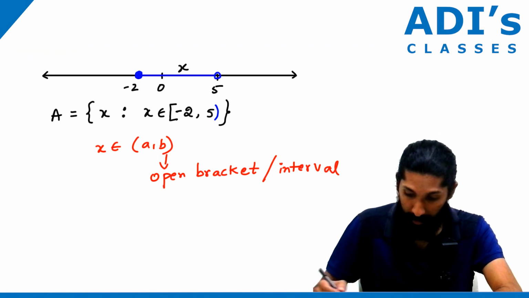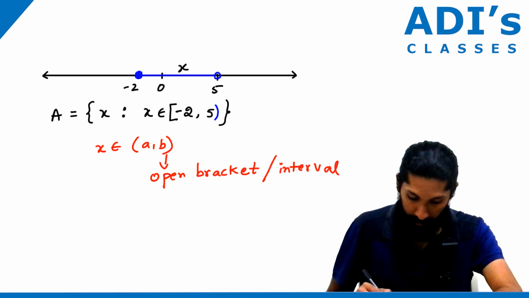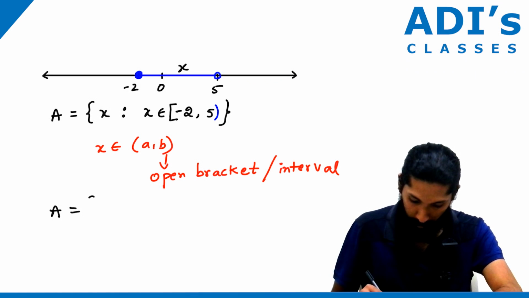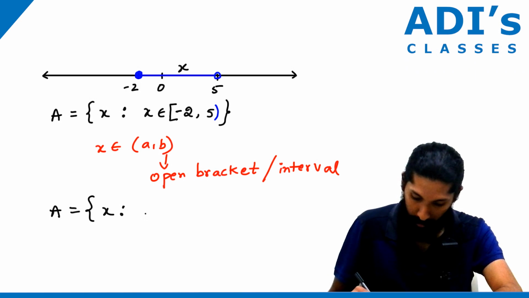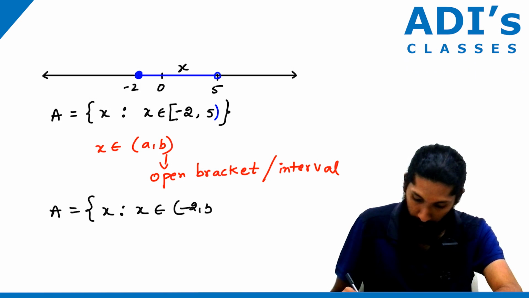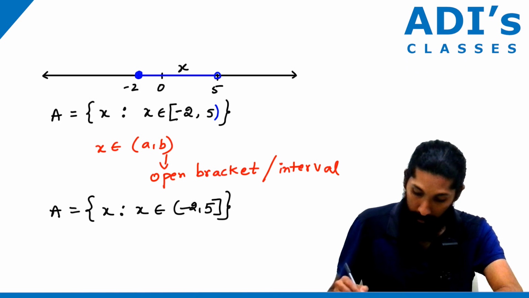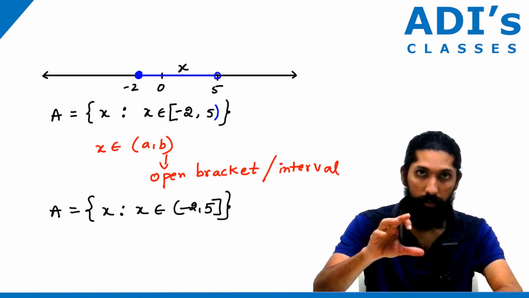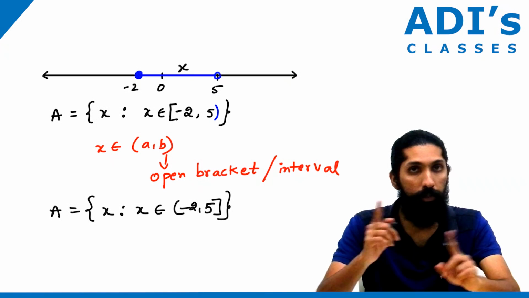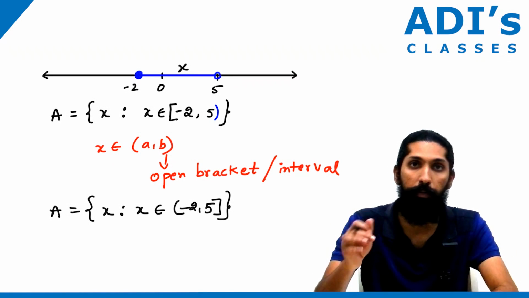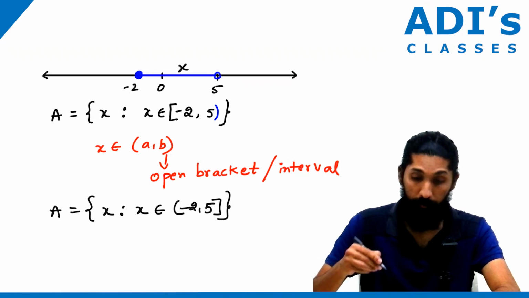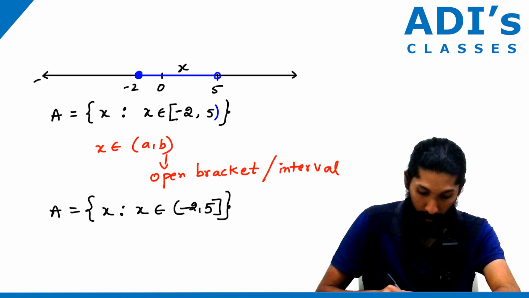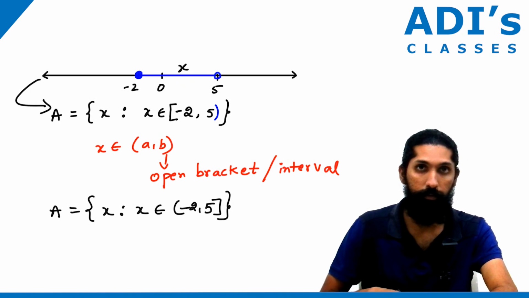Okay, now in the same thing, you can also write A is equal to x such that x belongs to -2 comma 5. This was the two cases I was talking about. This is one case where the closed and open interval can vary depending on what your graph is. But for the graph you're showing, this is the correct answer.